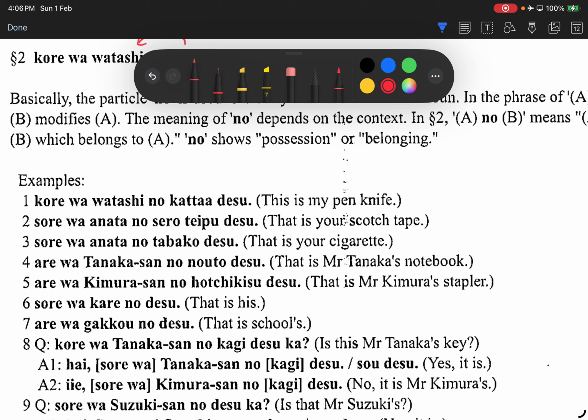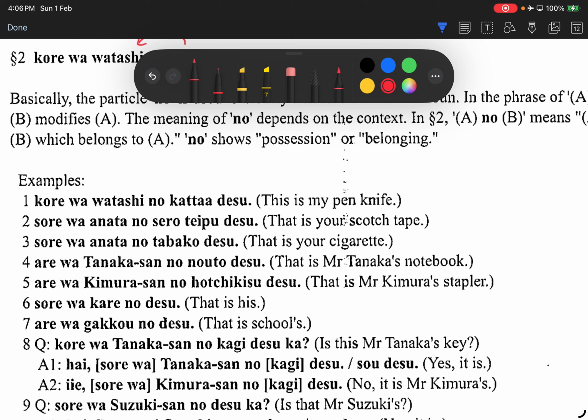Number 4. あれは田中さんのノートです。Right? 田中さんの that means belonging to 田中, right? So 田中 apostrophe s, right? 田中's note. So the note belongs to 田中. 5. あれは木村さんのホチキスです。So the stapler belongs to 木村.